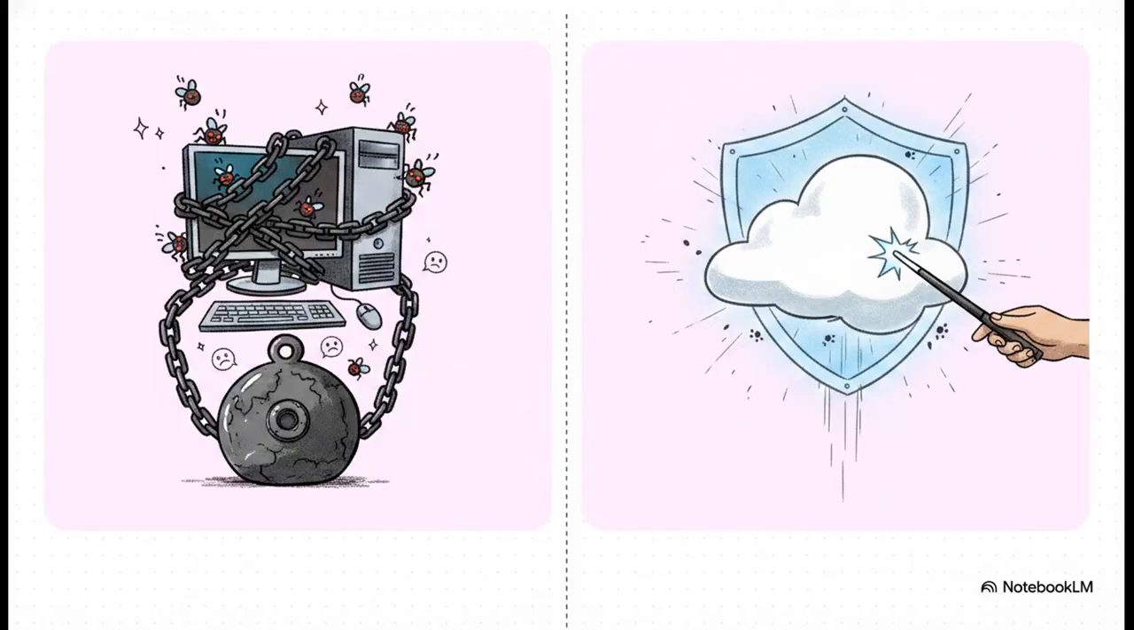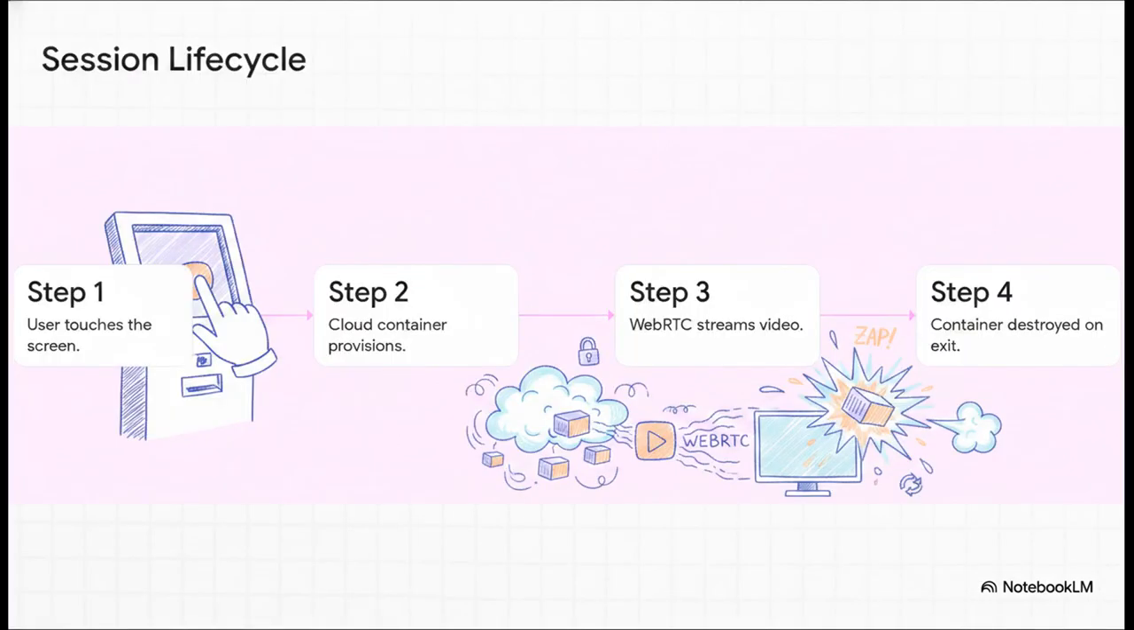The contrast is honestly night and day. With a local OS browser, it executes locally, it's tied directly to your hardware, and it's constantly exposed to persistent threats. But a cloud container browser executes remotely, it is completely air-gapped, and it literally auto-destroys upon exit. Let's walk through exactly how this cloud session lifecycle works in practice because it's pretty elegant.